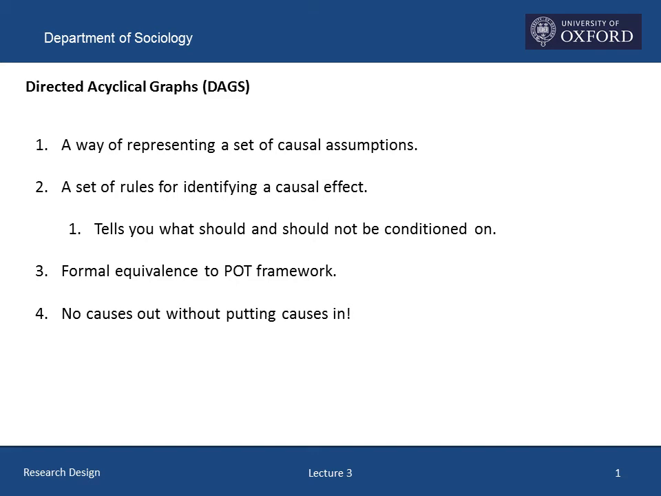In the final part of this lecture, I want to lay the groundwork for a new topic within the general theme of causal inference. And that topic is directed acyclical graphs, or DAGs. A DAG is not a method of estimating causally relevant parameters, but it is a way of representing a set of causal assumptions. Therefore, it helps clarify our thinking about causality. It does this by giving us a set of rules for identifying causal effects. In particular, if we want to identify a causal effect, a DAG tells us which variables should or should not be conditioned on.